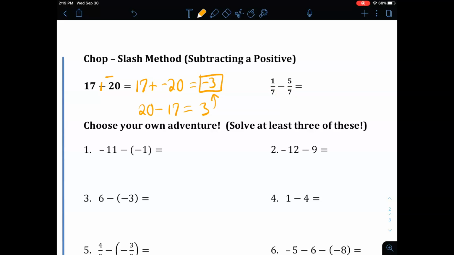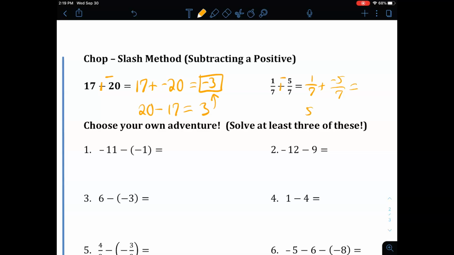So we're just going to add the top to keep the denominators the same. Okay, so we're going to do chop slash, that is. Instead of minus a positive, we're going to do plus a negative. So we're going to get 1/7 plus -5/7. Okay? And now we're just going to add the top, so we don't need to worry about the bottoms right now. Okay, so we're going to do 1 plus -5.